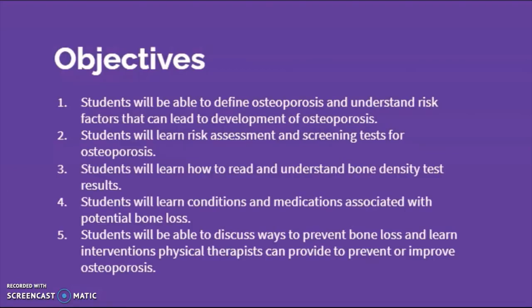Our objectives for this presentation are: students will be able to define osteoporosis and understand risk factors that can lead to development of osteoporosis. Students will learn risk assessment and screening tests for osteoporosis. Students will learn how to read and understand bone density results. Students will learn conditions and medications associated with potential bone loss. And students will be able to discuss ways to prevent bone loss and learn interventions physical therapists can provide to prevent or improve osteoporosis.